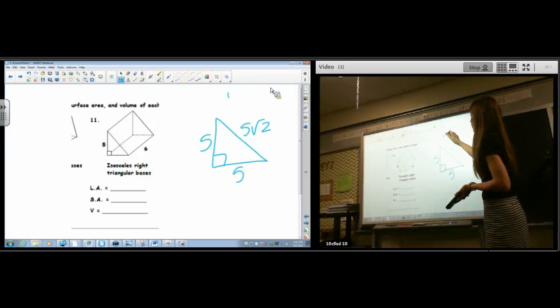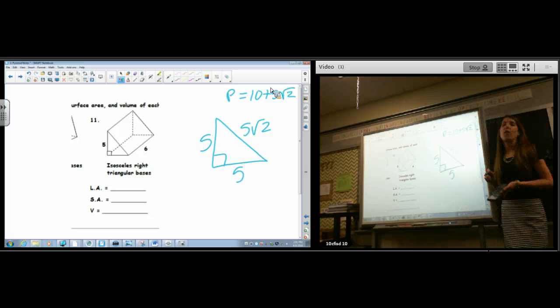10 plus 5 root 2. Good. Now, adding and multiplying are different. If I was adding, I would care about like terms. When I'm multiplying, I don't care about like terms. You can multiply anybody. You don't have to discriminate. When you're adding, you do have to discriminate.